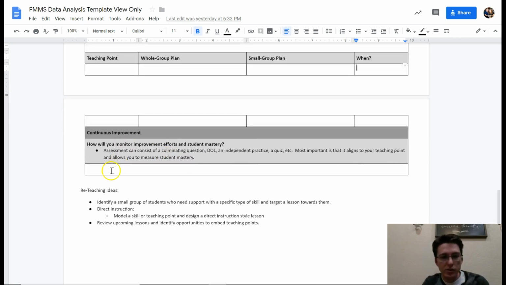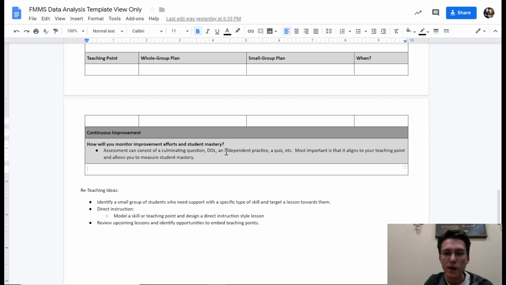And then lastly, the continuous improvement. So we have to know if we were successful. We have to know if our efforts were actually doing something. So how will we monitor the improvement efforts and student mastery? It could be a small culminating question, like a task. Students are given a constructive response kind of task or something. They're given a DOL, which is what we call an exit ticket. It could be independent practice. It could be a quiz.